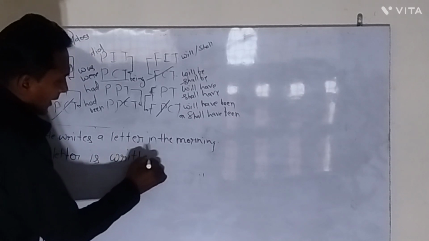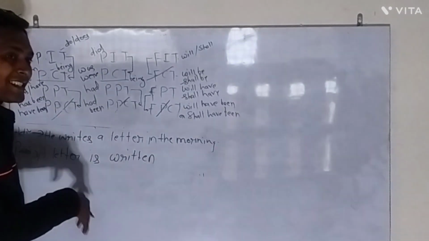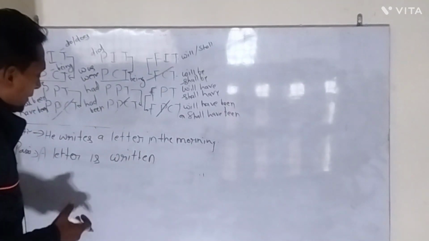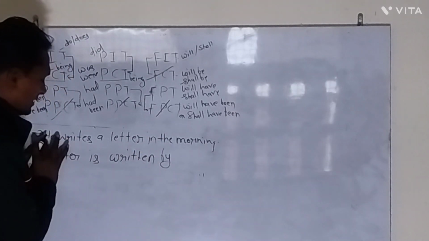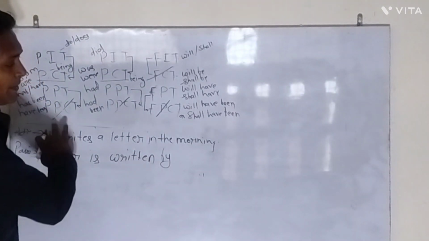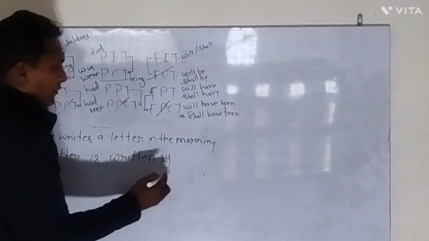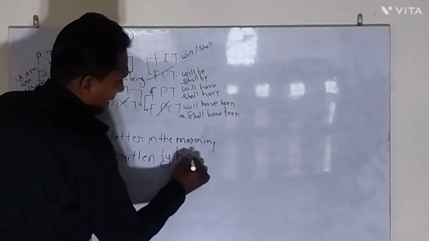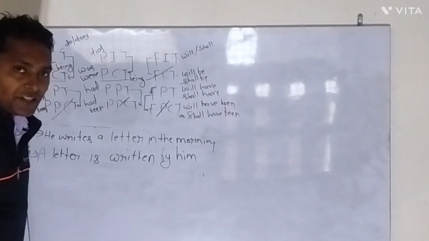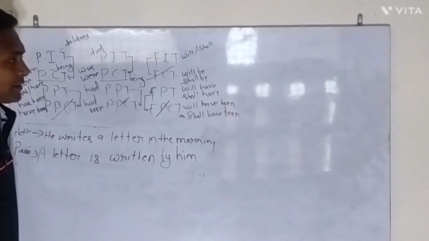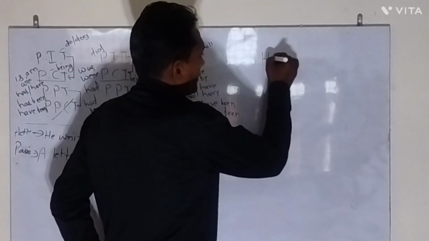I told you that we always use the verb's third form only while changing from active voice to passive voice. Now we have to use "by" and the subject. When we are changing it, the pronoun changes, so "he" becomes "him". He becomes him, she becomes her. Basic changes I will tell you.